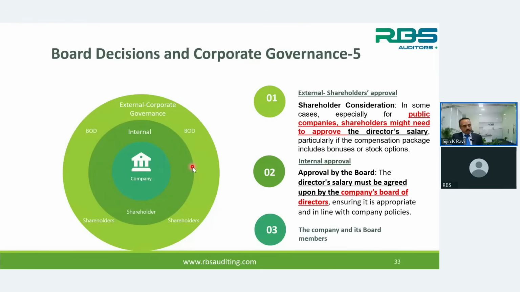Then the next consideration relates to board decision and corporate governance. For example, in the case of external shareholder approval, you have to get shareholders' consideration. In the case of public listed companies, shareholders might need to approve the director's salary, so you have to get external shareholders' approval. The director's salary must also be agreed with the company's board of directors. It depends upon your organization structure, whether it is a public listed company or a private limited company, which board of directors are involved, and how many members are involved. All these criteria are deciding factors for managerial remuneration.